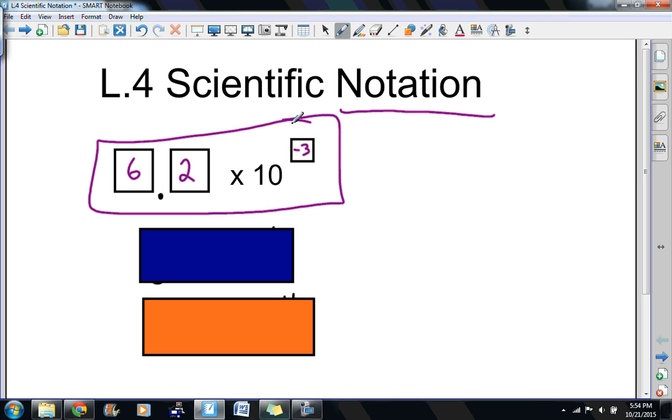And immediately, when you are asking, why did we learn negative exponents? What is the point of negative exponents? This is your answer, scientific notation. So let's look at an example.